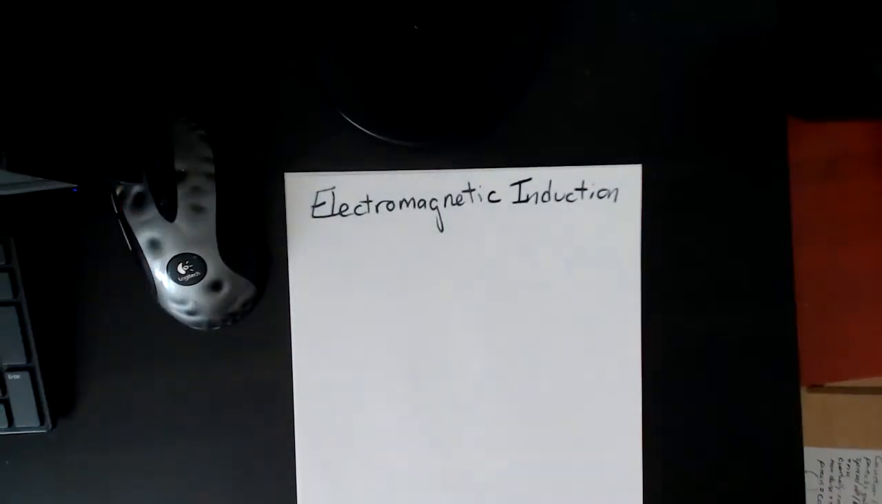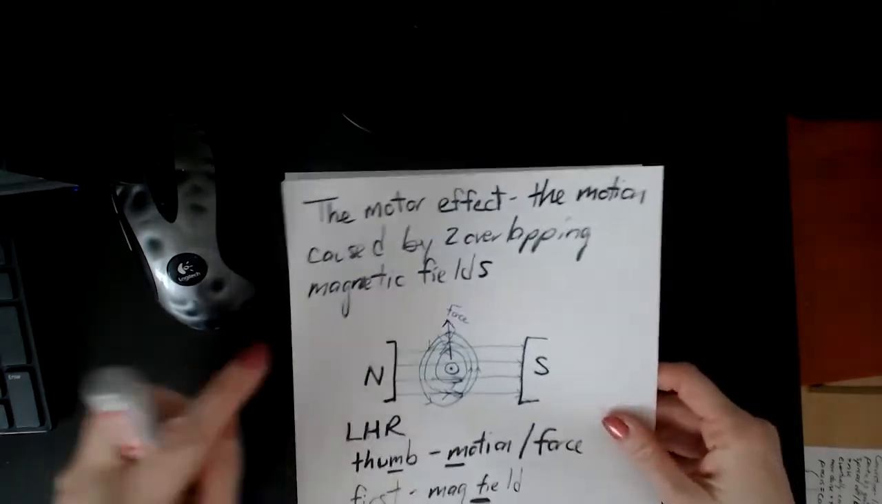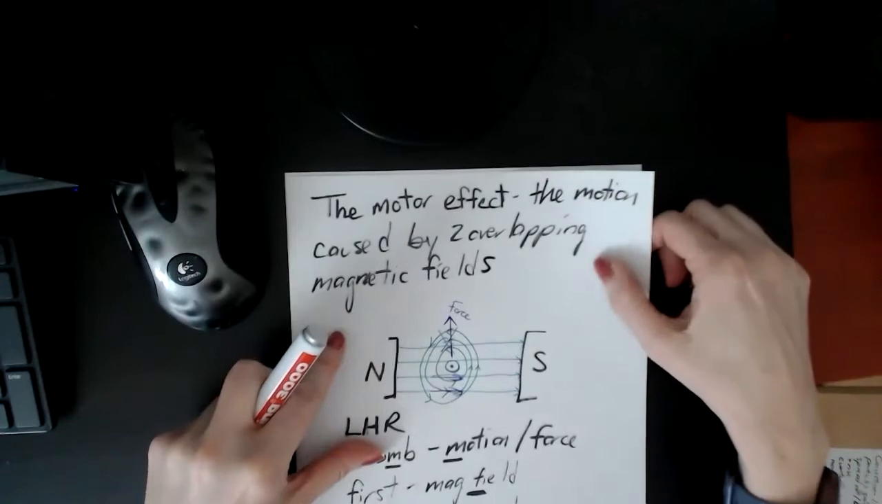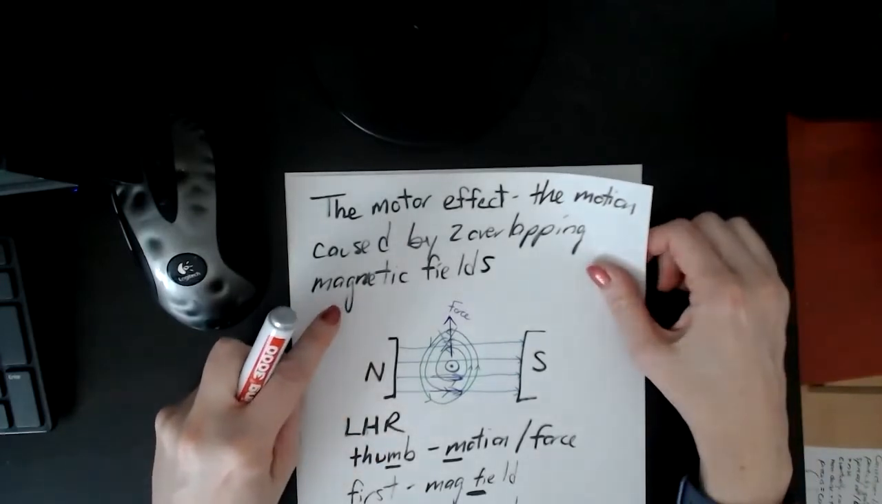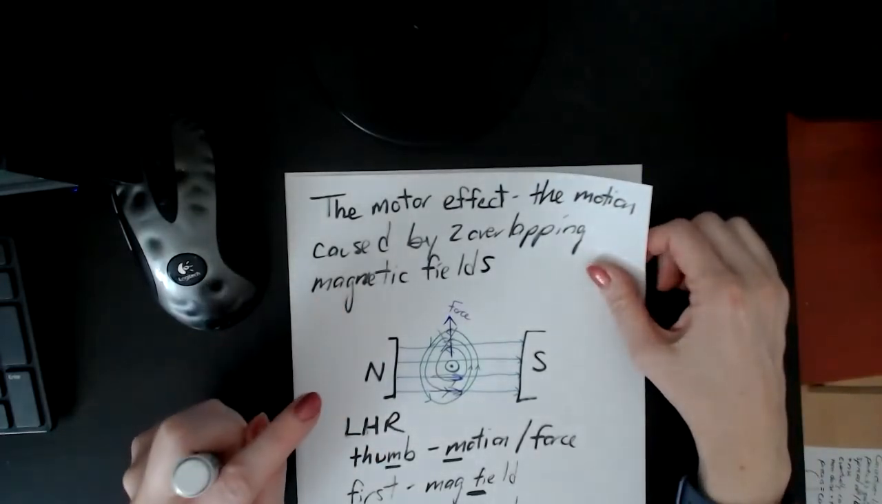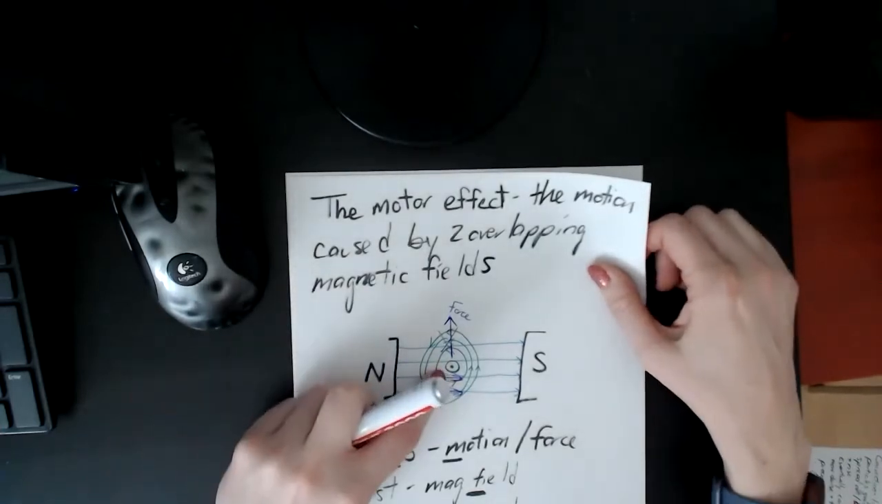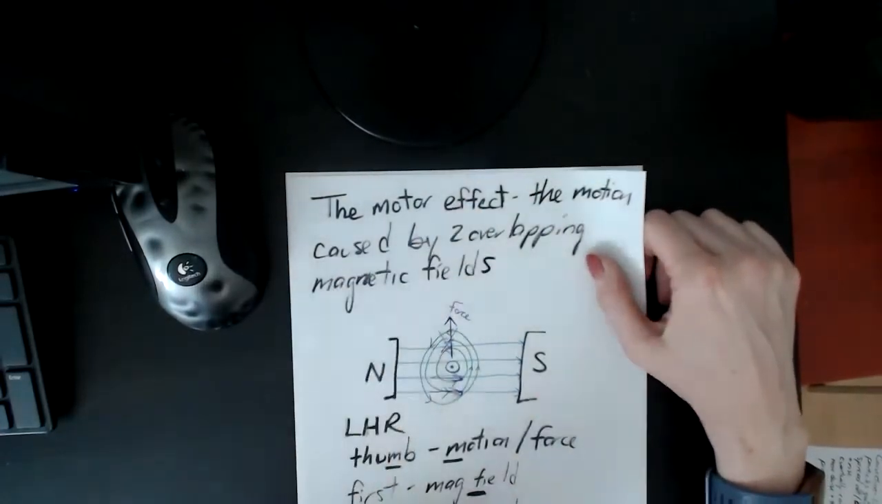So this is the second part of the electromagnetism that I'm going to talk about. If you haven't watched the first one on the motor effect, you may want to do that. Just a quick reminder, the motor effect is using electricity, the current running through the wire, to produce motion. It's all about the movement of wires and things like that.